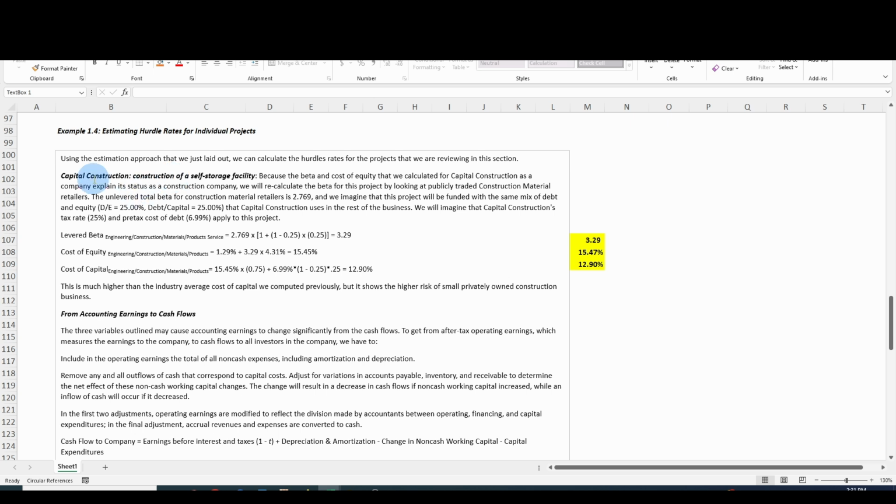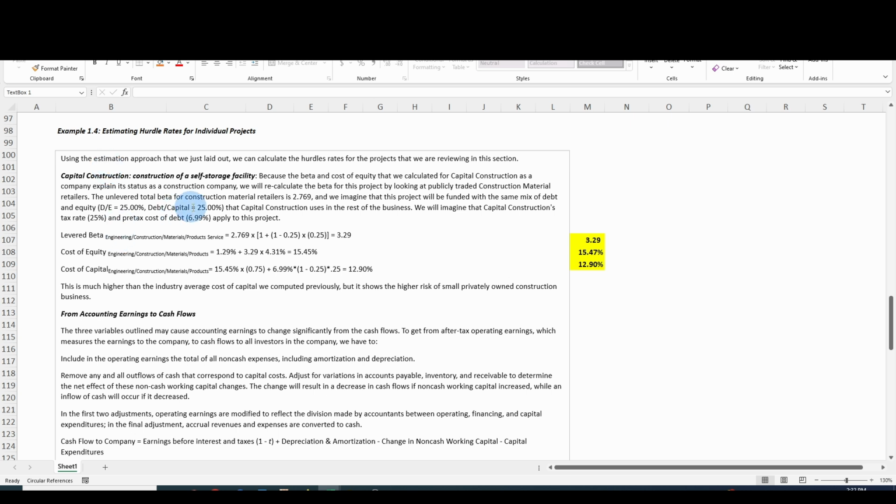Estimating hurdle rates for individual projects. Using the estimation approach that we just laid out, we can calculate the hurdle rates for the project that we are reviewing in this section. Capital construction of a self-storage facility. Because the beta and cost of equity that we calculate for capital construction as a company reflect its status as a construction company, we will recalculate the beta for this project by looking at publicly traded construction material retailers. The unlevered total beta for construction material retailers is 2.769, and we imagine that this project will be funded with the same mix of debt.